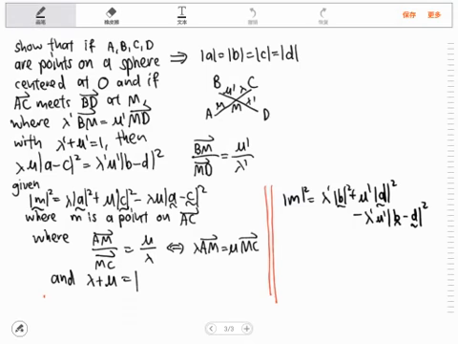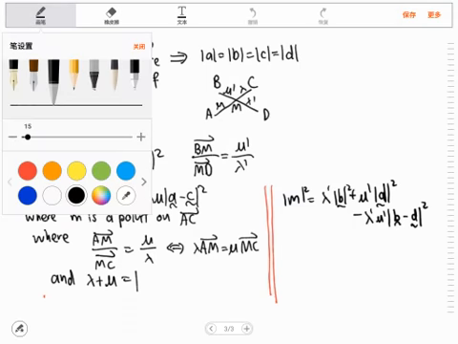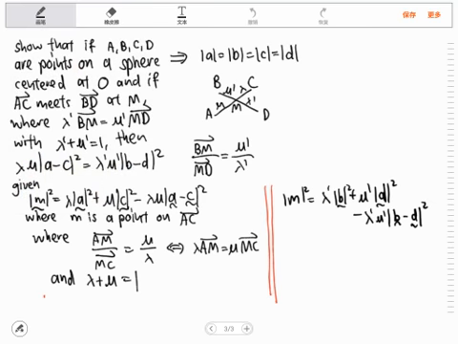So this is the third part to a question. You can see the link below for the first two parts of the question. We are asked to show that if A, B, C, D are points on the sphere centered at O, and if AC meets BD at M, where λ′ BM equals μ′ MD, and with λ′ plus μ′ equals 1, then λμ |A − C|² equals λ′μ′ |B − D|².